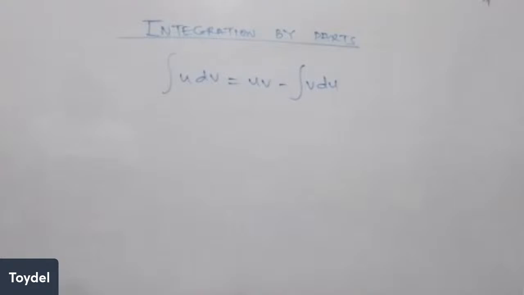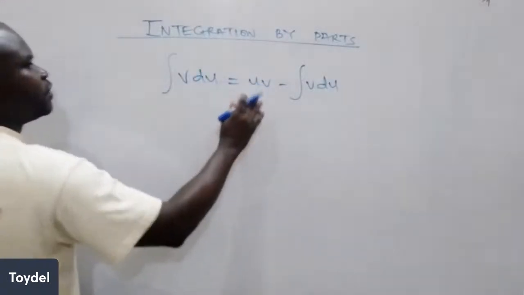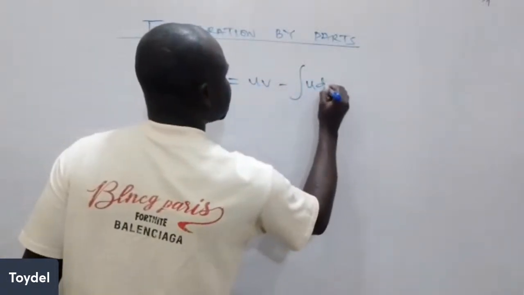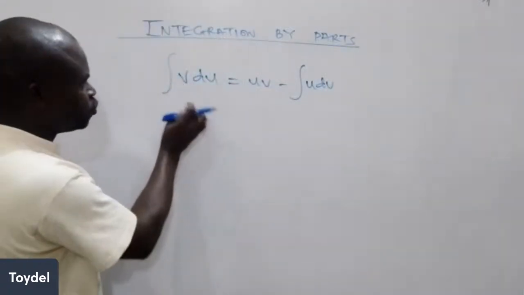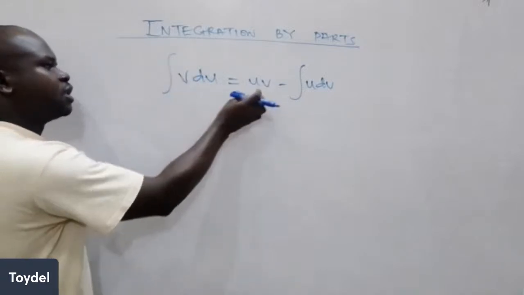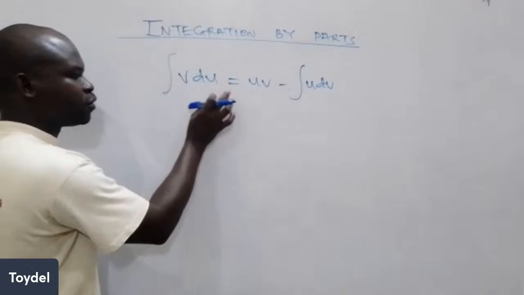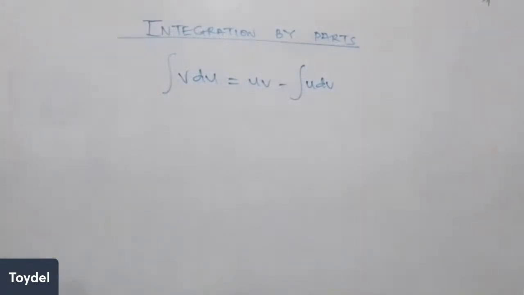If you have the integral of v du, it will be given as u dv. That's what you have under integration by parts. That is, whatever question you are given, you break it down to v, then the integral of du. Once you are able to do that, you are going to have this expression. So under integration by parts, you have the integral of v du equal to uv minus the integral of u dv. So for instance, let's take an example.